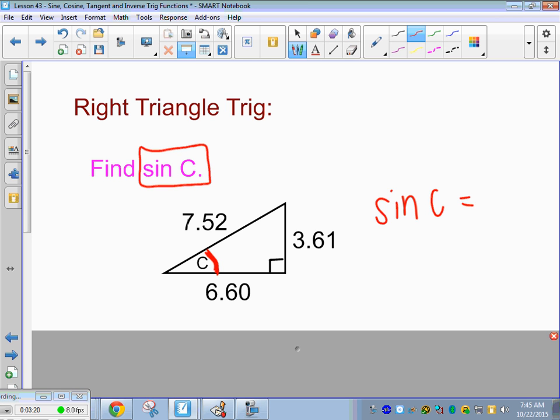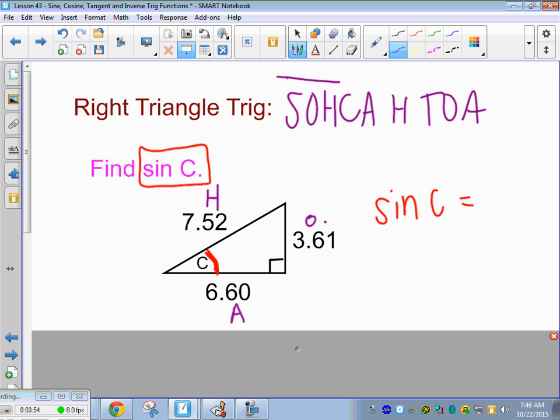We need to be able to determine which ones are all the sides. So Leo, which side is the hypotenuse? Yes, the hypotenuse is 7.52. Angela, which side is opposite of C? Good. 3.61 is the opposite side, which means that 6.60 is the adjacent side. All right. So according to SOHCAHTOA, we are using sine equals opposite over hypotenuse.